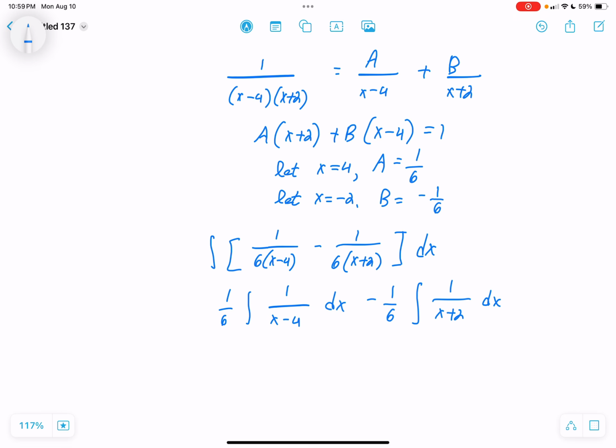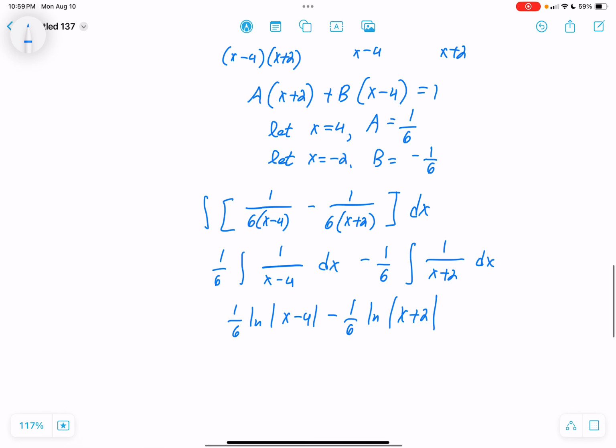Now this is a common ln, and all I'm going to do is integrate: 1/6 ln absolute value x minus 4 minus 1/6 ln absolute value x plus 2. Oopsies, that should be absolute value. Notice I can factor out a 1/6.